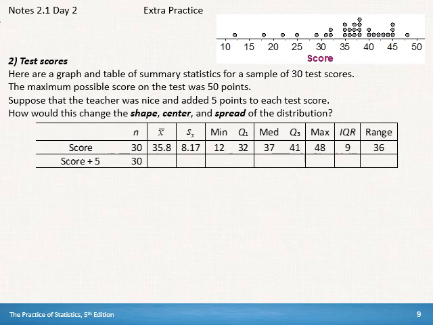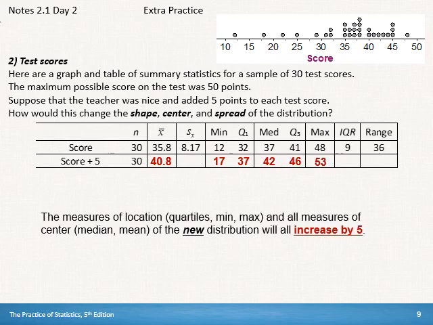So remember, measures of location are things like the min, the quartiles, the max, those kinds of things. Notice that the measures of center, median and mean, and the measures of location, quartiles, the min, the max, they all increased by 5 because we simply added 5 points to everyone's score. So you can think about that dot plot. Everything shifts over to the right 5 points. So all these locations would also shift.